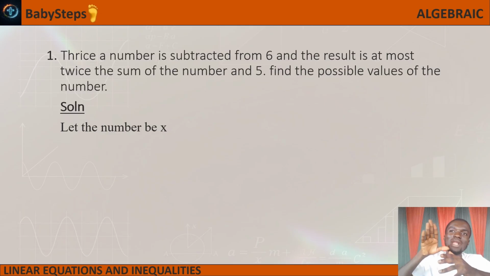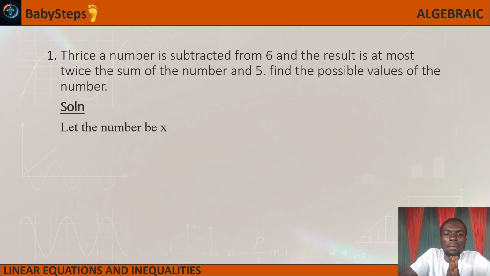Less than or equal to, or say at most. That means it doesn't exceed that number, it reaches that number. So that means less than or equal to the second expression. So the second expression is at most twice the sum of the number and 5. Twice the sum of the number and 5.